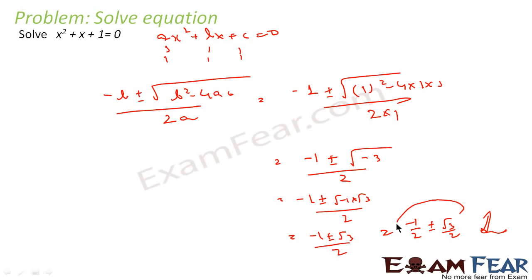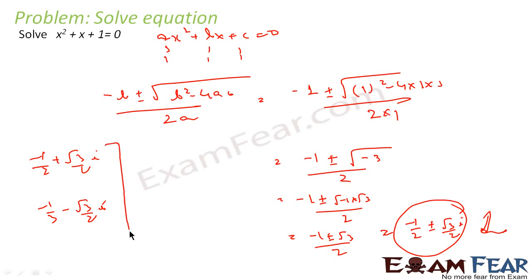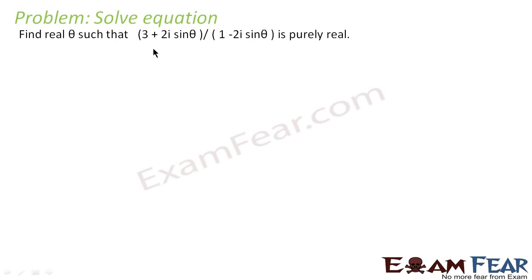So there are actually two complex numbers. If you take this here, these are two complex numbers: minus 1 by 2 plus root 3 by 2 i, and minus 1 by 2 minus root 3 by 2 i. So these are the answers for the equation, because we are talking about root of minus 1, and root of minus 1 is i. Let's solve one more problem.